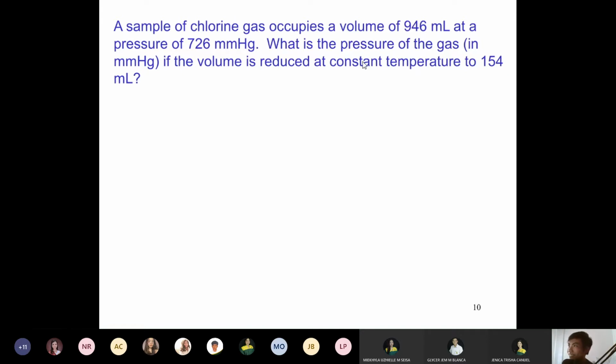So anyway, let's have this example. The volume of the gas is 946 ml and the pressure is 726 millimeter mercury. So this is our initial reading. On the final state of our matter, after doing some changes, the volume is reduced to 154 ml. So the volume decreased. What is the pressure of the gas? Looking at the equation, the volume decreased, that means the pressure must increase. So let's check what the value of that pressure is.